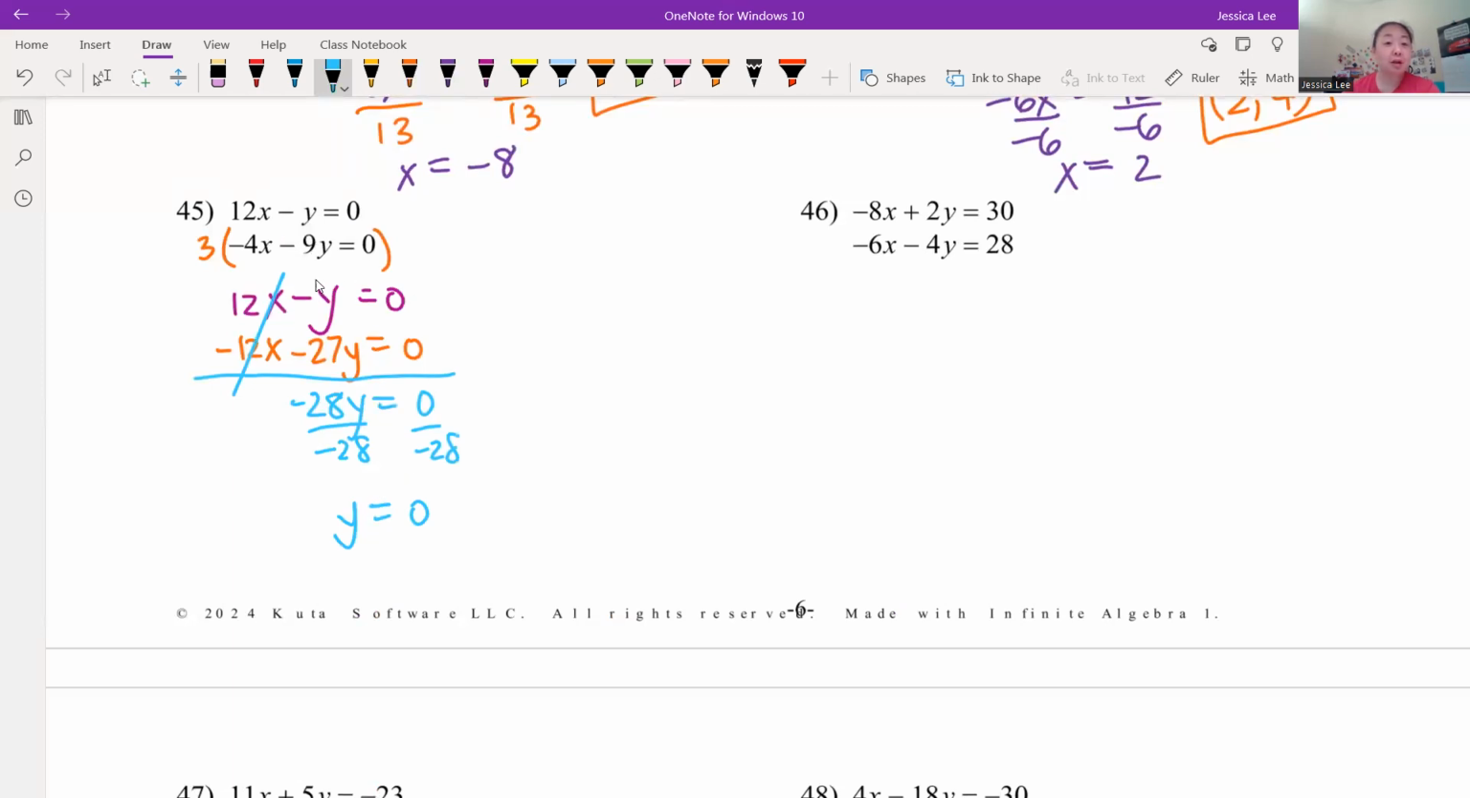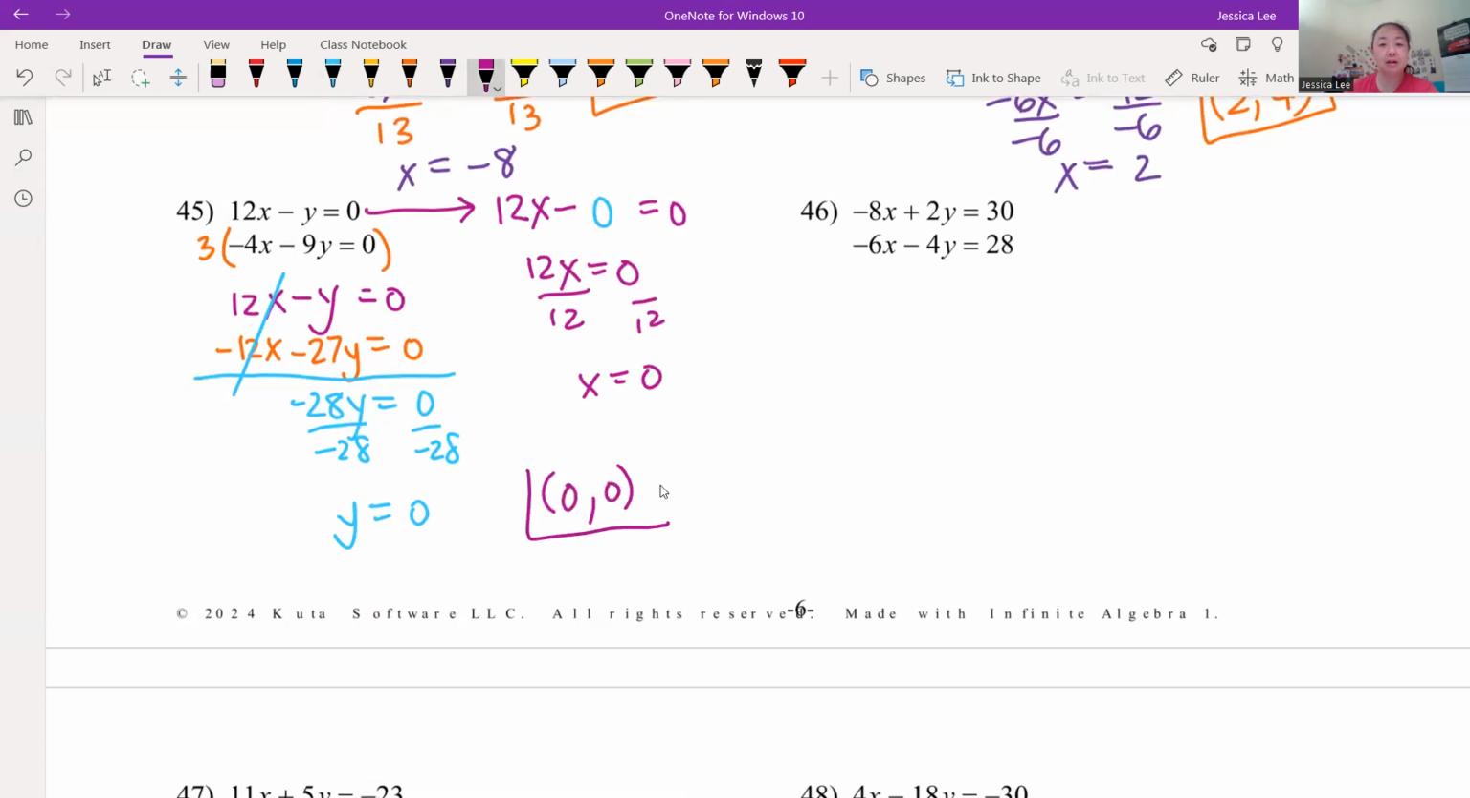Now we're going to substitute it in. Let's sub it in for the top one. Looks like maybe it could be a little bit easier. We'll see. So 12x minus y equals 0. So we know that this y is going to be 0. Well, I know what 12x minus 0 is, right? It's just 12x. 12x is equal to 0. I think I know what the answer is. X is equal to 0. So we have 0, 0.